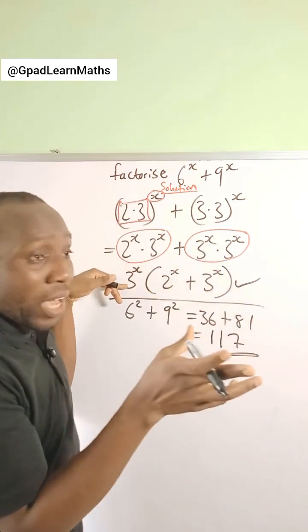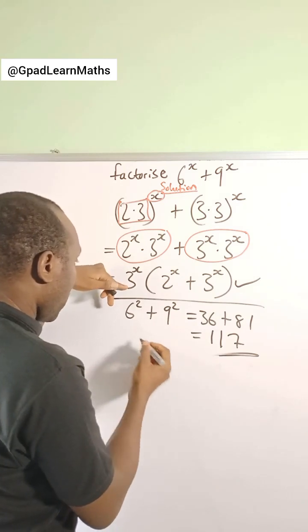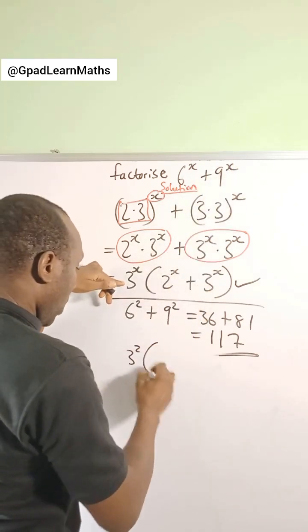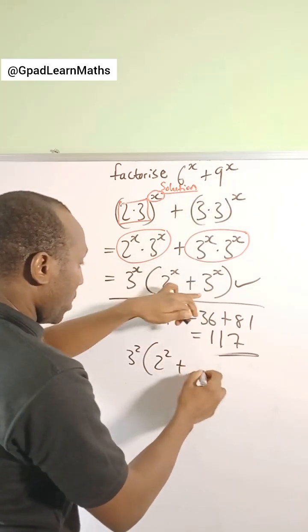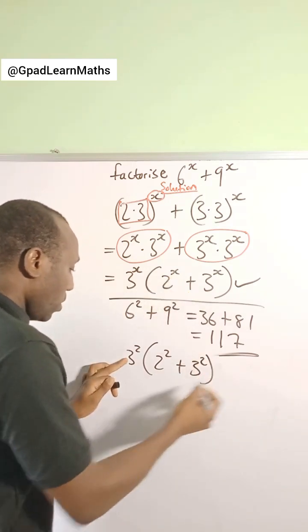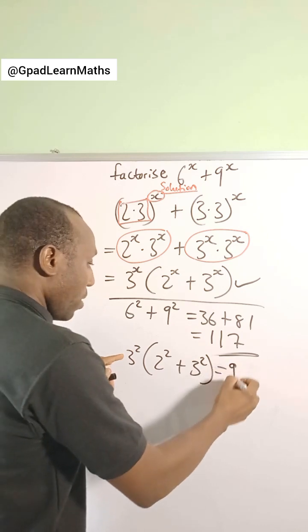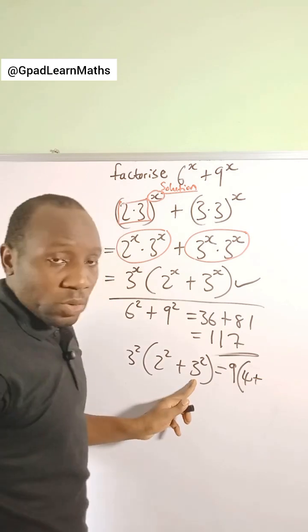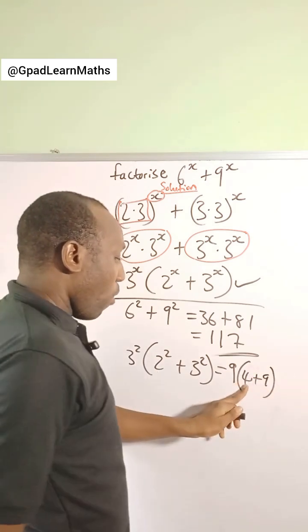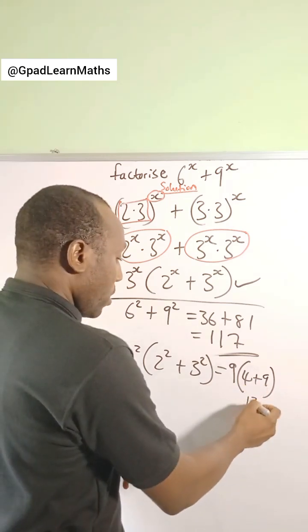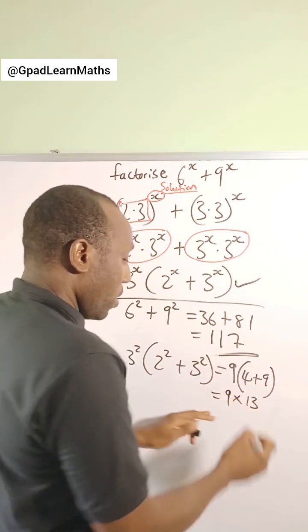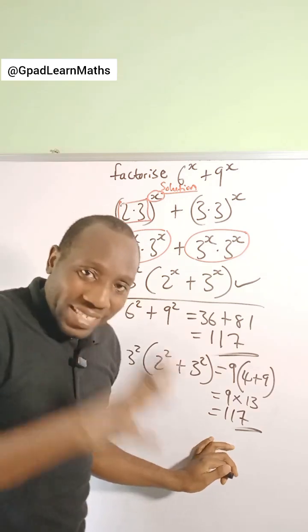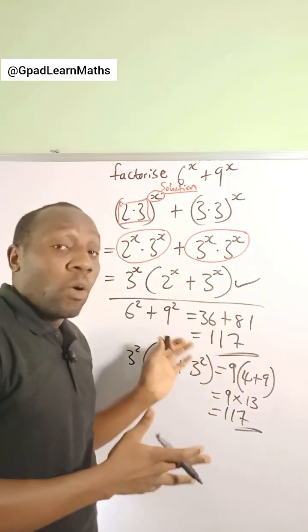Okay? Now, let me use this answer now. Let's test it. That's what many people should have done. Test it now. So 3 raised by what? You know, I said x is 2. Bracket 2 raised by 2 plus 3 raised by 2. What is 3 raised by 2? That's 9. Bracket 4. 2 raised by 2 is 4. Then plus what's 3 raised by 2? 9. 4 plus 9 is what? 13. And what is 13 times 9? It is 117. So always test before you argue that, oh, it was wrongly done.